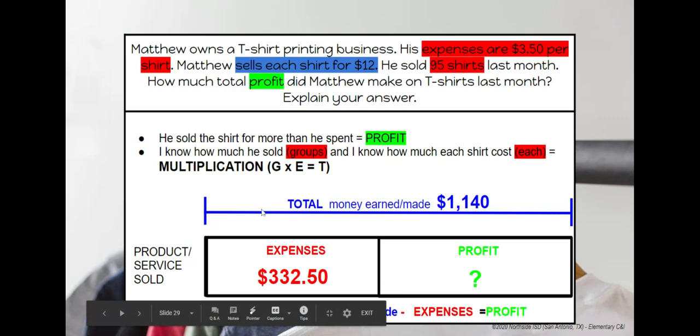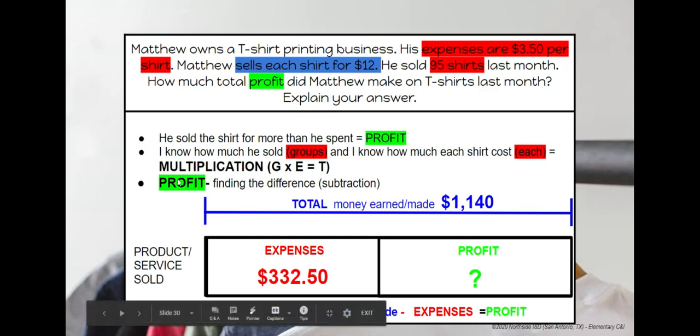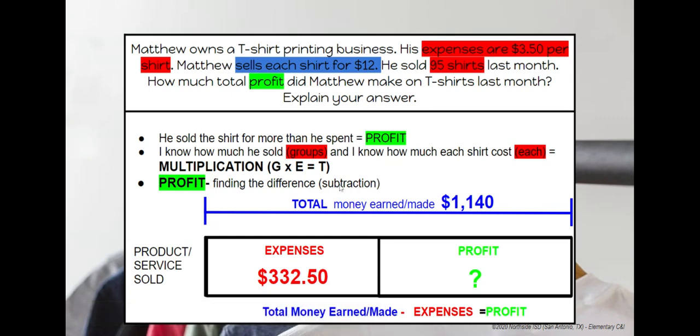Now that I know how much he earned, that's my whole, and I know that he only spent $332.50, what operation are we going to do to find the profit, guys? What are we going to do? If you said subtract, you are correct. Profit is finding the difference. So you do need to subtract. Now, do you guys know what two numbers we are going to be subtracting from each other?